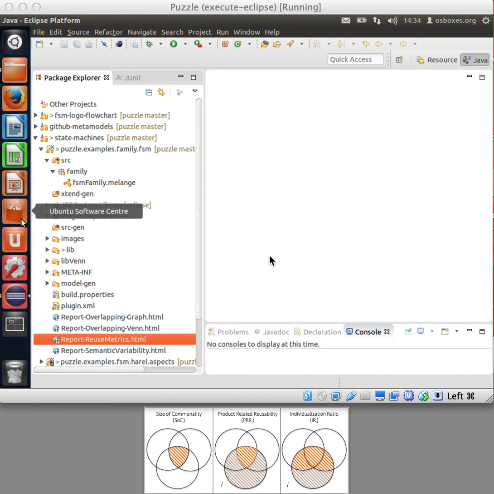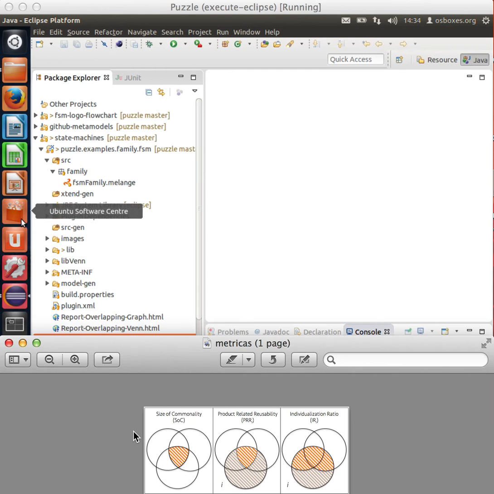In this video, I will show a set of metrics that Puzzle offers to quantify the potential reuse emerging from the specification clones existing in a given set of domain-specific languages. In particular, Puzzle is able to compute the metrics introduced in the paper referenced below and graphically presented in the figure at the bottom of the screen.